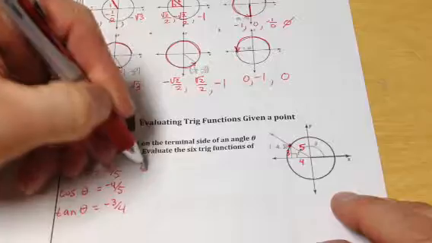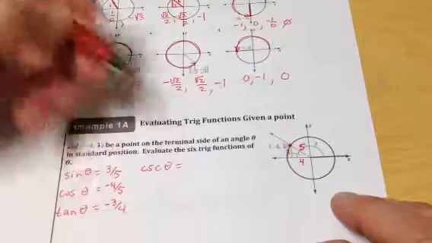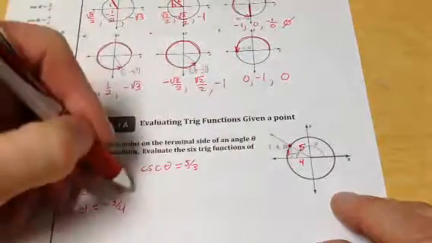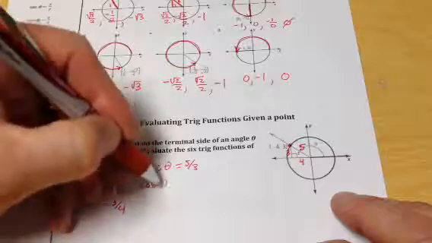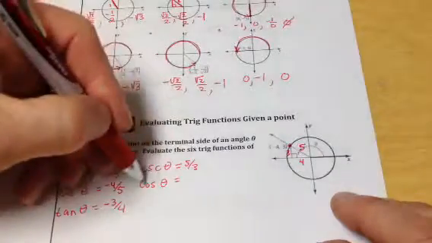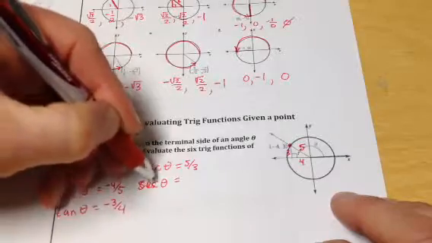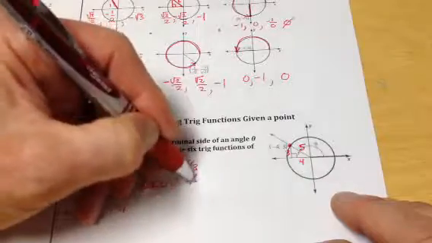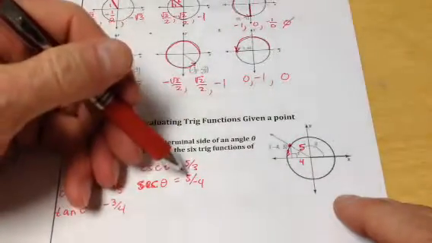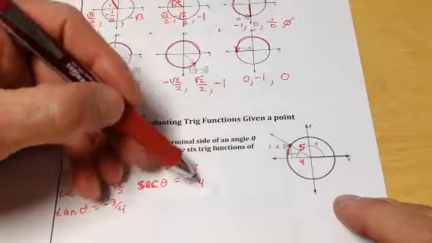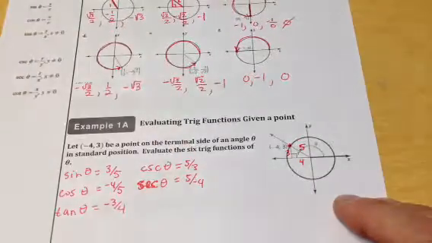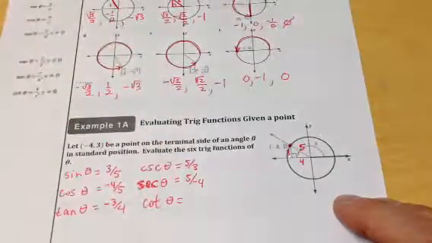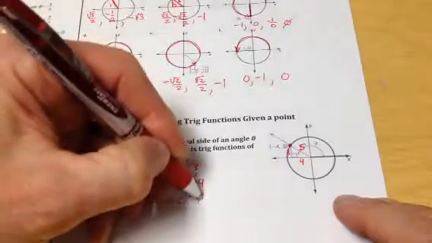Now for the cosecant, remember that's just the reciprocal of sine, so all we have to do is flip this upside down. So that's 5/3. And the secant is the reciprocal of the cosine, and that will be 5 over negative 4. You can put the negative on the top, on the bottom, or in the front, but it is a negative fraction. And the cotangent is going to be the reciprocal of tangent, so that's going to be negative 4/3.